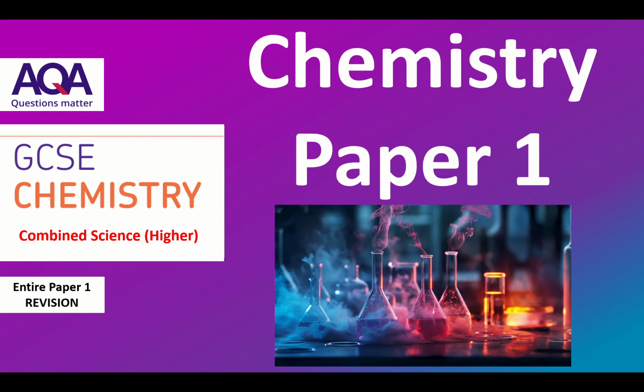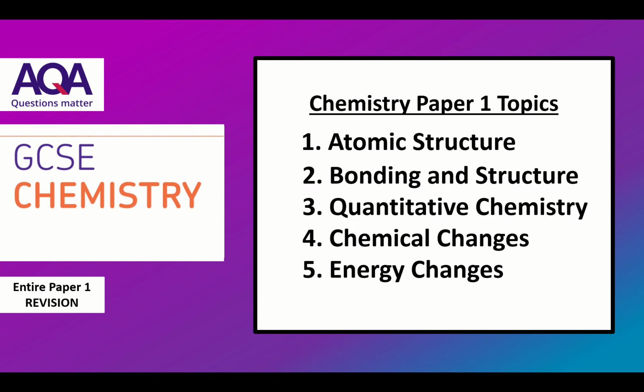Okay, so let's make a start. We're having a look at chemistry paper 1. Hopefully we're going to go through the majority of the topics today. So in regards to what is on your chemistry paper 1, these are the paper 1 topics that will be assessed tomorrow. So we've got 5 topics. We've got atomic structure, we've got bonding, we've got quantitative chemical changes and energy.